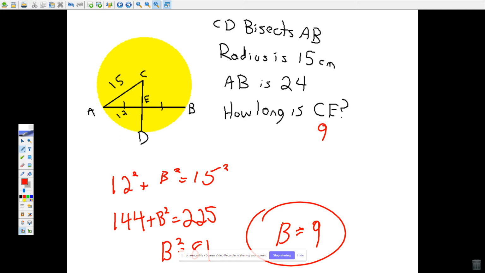How do we get that? If AB is 24 and we're told that this bisects, that means this is a right angle and these two sides are equal. So if AB is 24, that means AE is 12. We're given that the radius is 15, and then we use the Pythagorean theorem to find this missing side over here. 12 squared plus B squared equals 15 squared. Solve that through, we get B is 9. So CE equals 9.